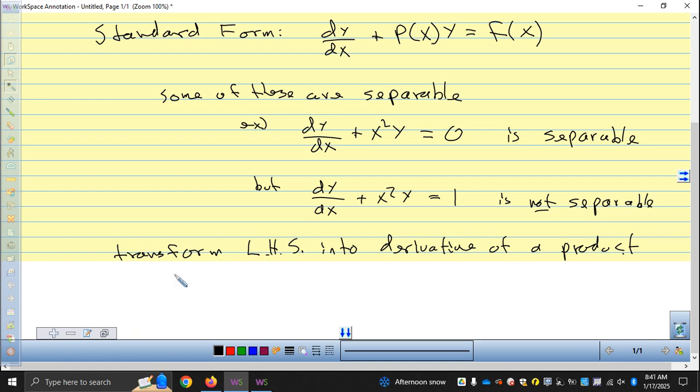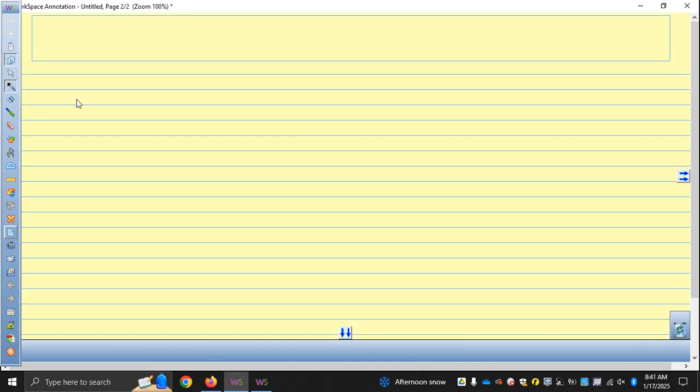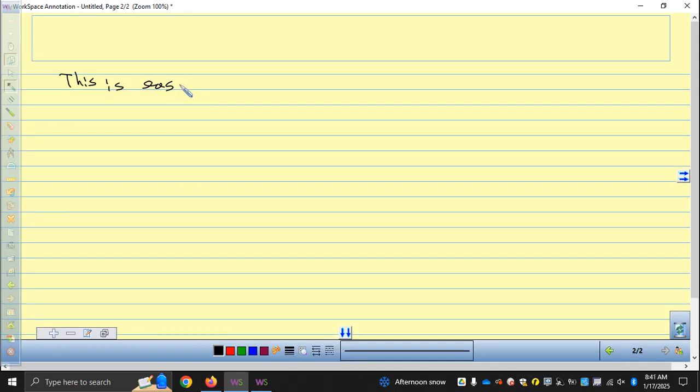So we turn it into the derivative of a product by multiplying by what we call an integrating factor. We want to find some function that we can multiply the equation by that will turn the left-hand side into the derivative of a product. That will allow us to integrate both sides. That's why it's called an integrating factor. Well, the integrating factor is easy to find. So let's take a look at how we do it. We call the integrating factor mu of x.